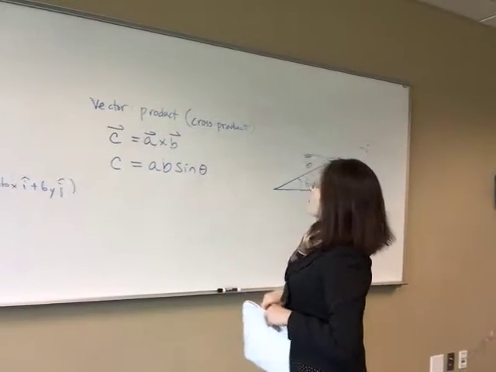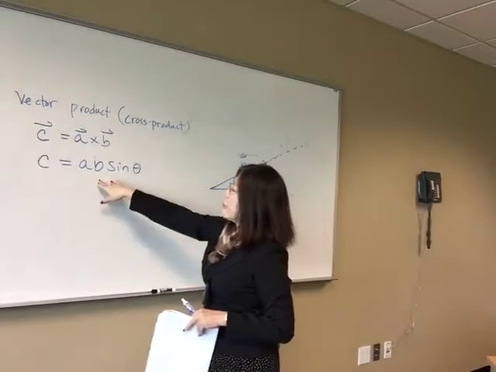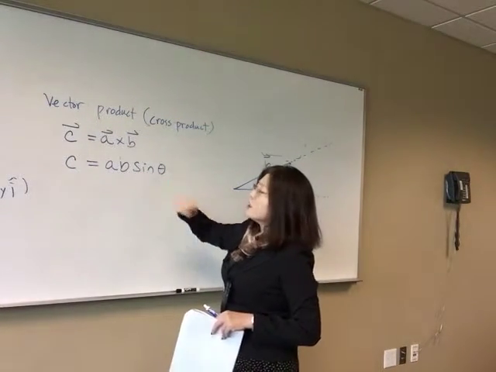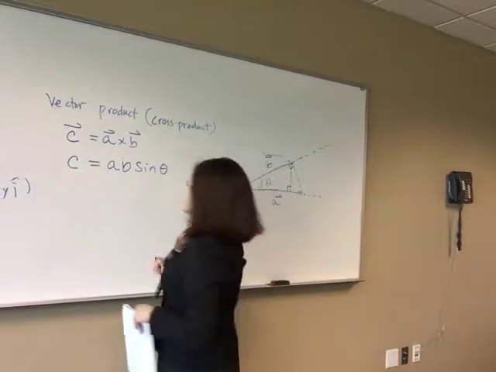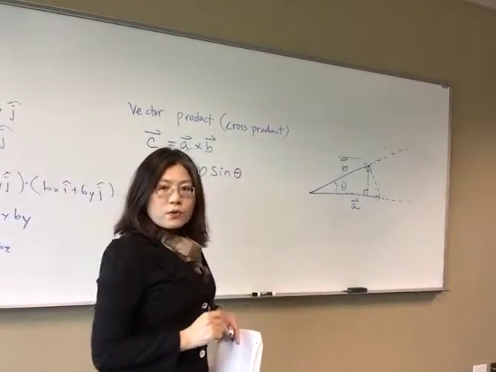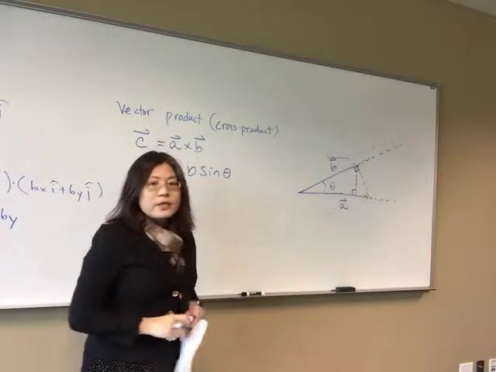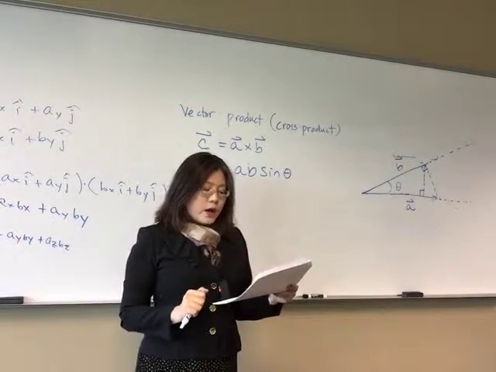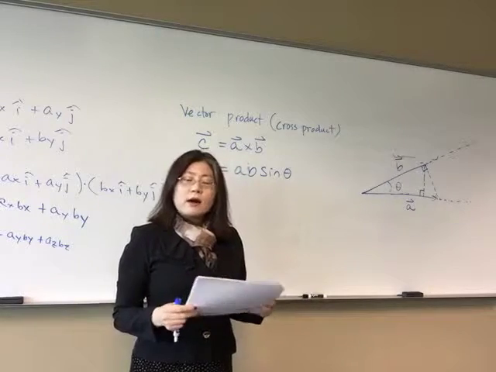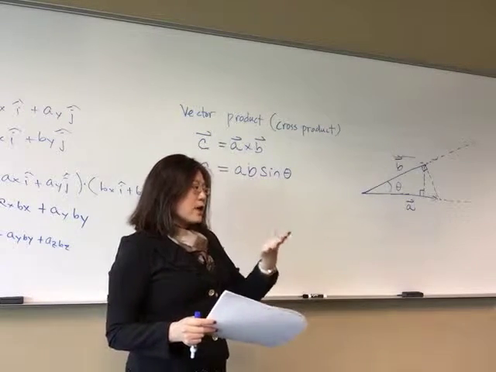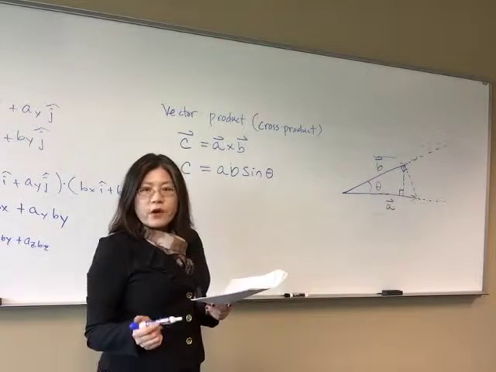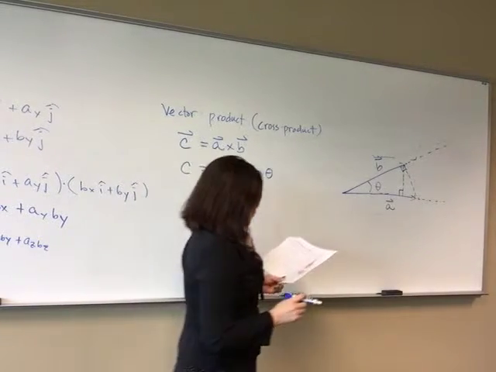So how do we find A cross B? This only gives you AB sine theta, which is only the magnitude. What about direction? To find the direction, you want to use what we call the right-hand rule, okay? And you're going to use this vector product a lot, especially when it comes to finding the torque, or the angular momentum. All of this involves a vector product.